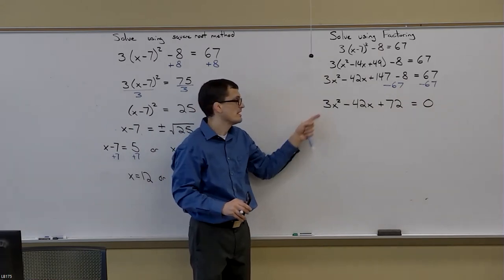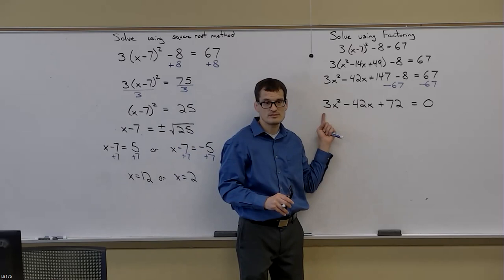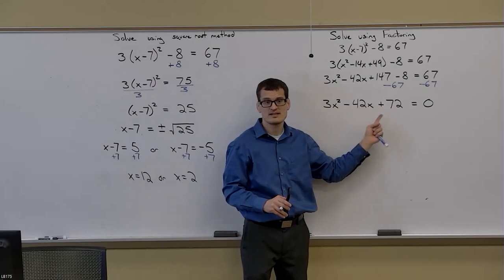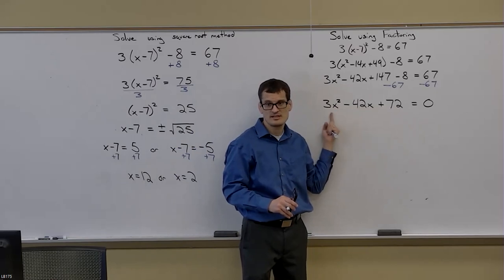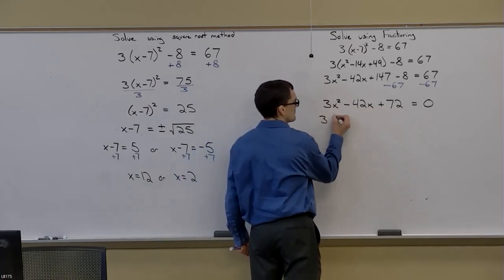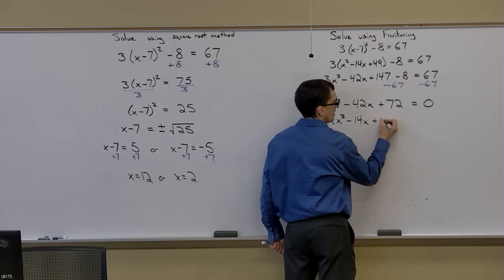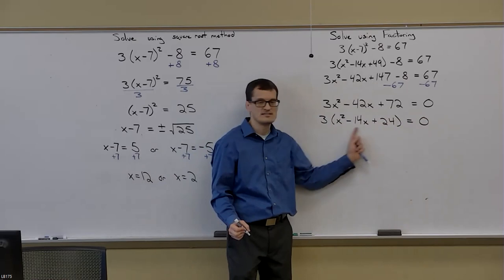Okay. And if you notice something about this, the x squared term does not have a 1 as a coefficient. It has a 3. The first thing I would look for is to say, can I pull out a greatest common factor of 3? Yeah, 72 is divisible by 3, 42 is divisible by 3, 3x squared divisible by 3, right? So, yes, I can pull out a greatest common factor, so I'm going to start by doing that. And then I can factor this inside piece.